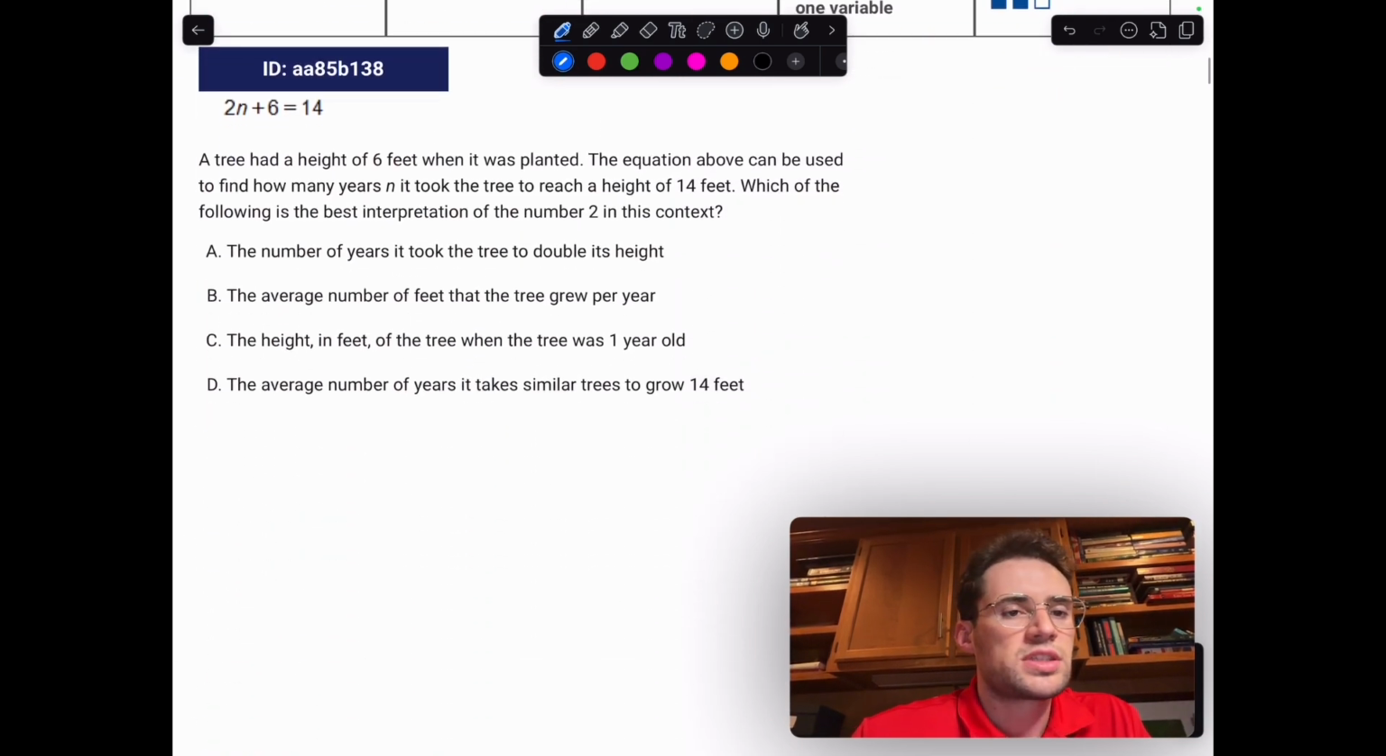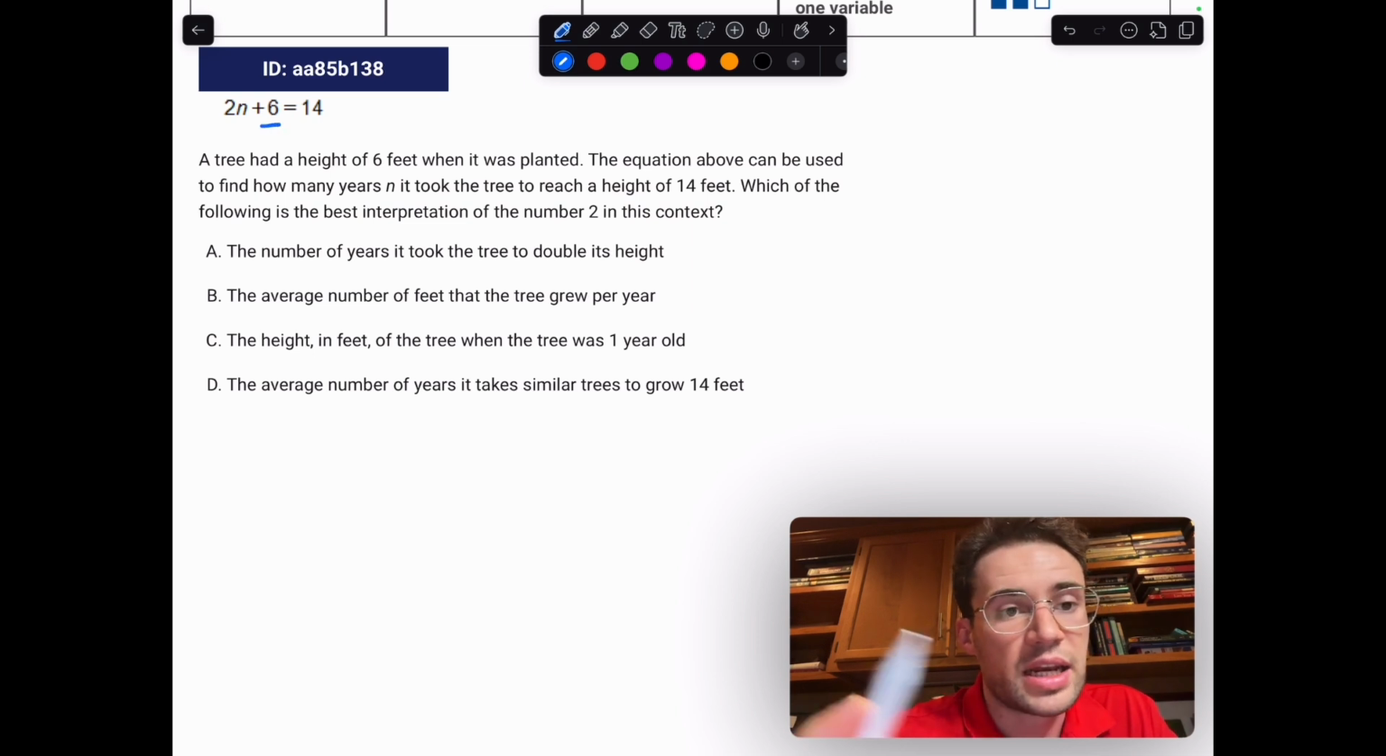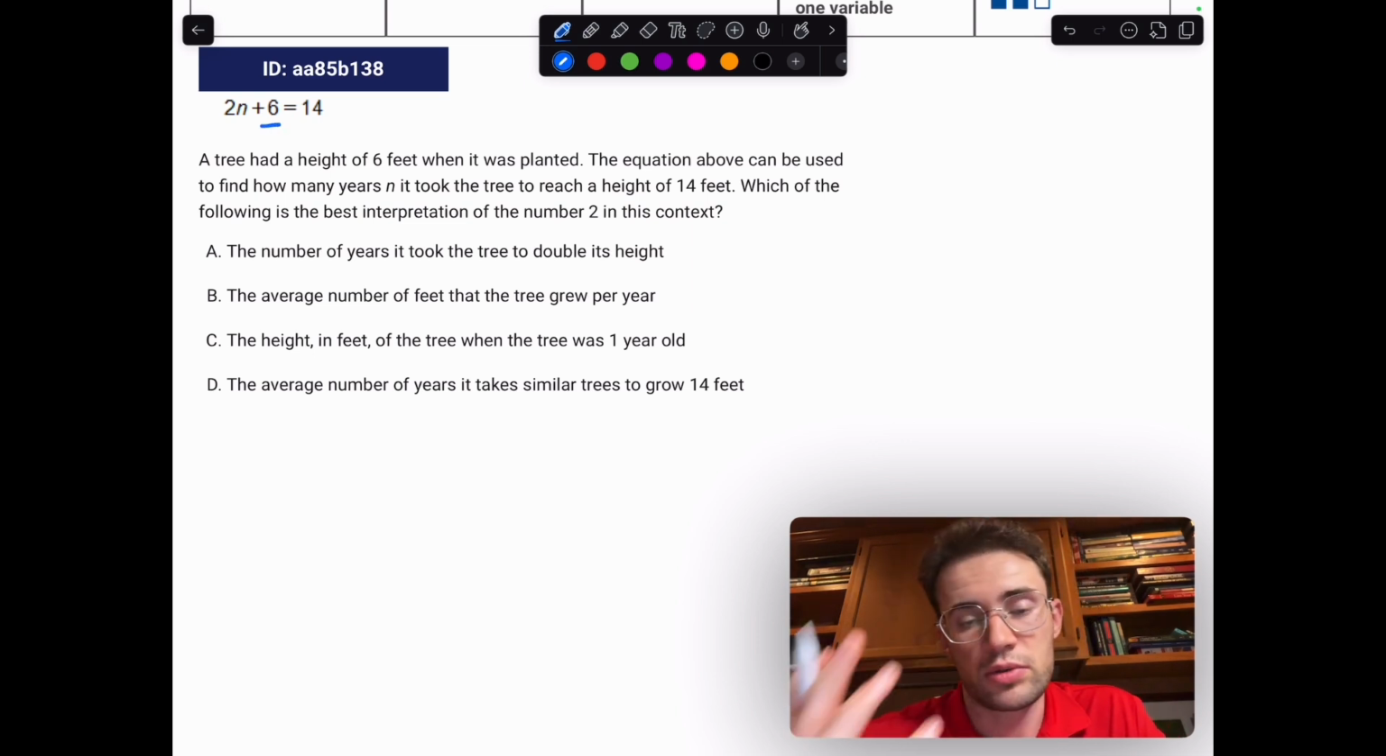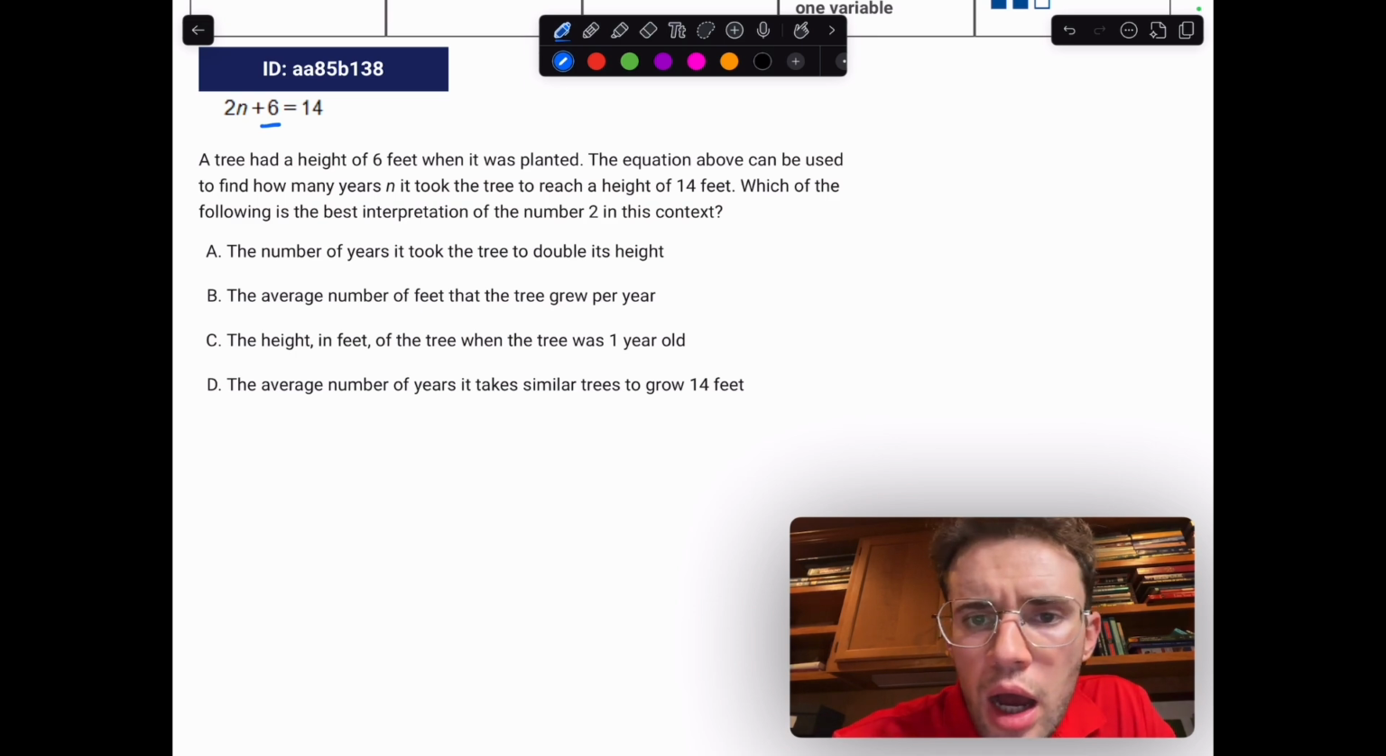All right, next question. We have 2n plus 6 equals 14. A tree had a height of 6 feet when it was planted. All right, so that's the initial, right? It's like the y-intercept if it was a linear function. The equation above can be used to find how many years n, so n is the number of years, it took the tree to reach a height of 14 feet. So 14 is like the end height.